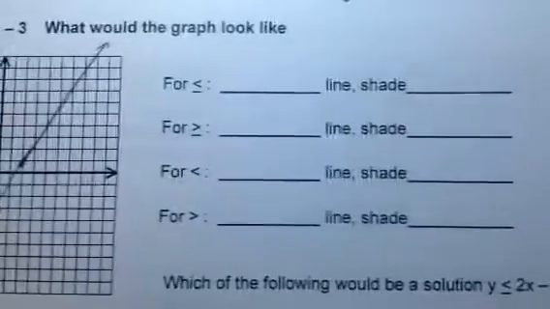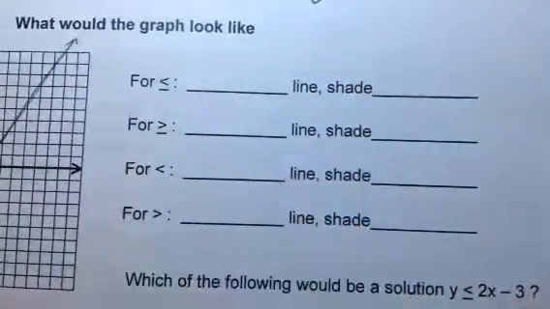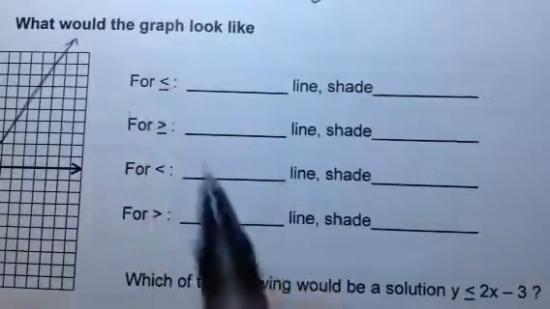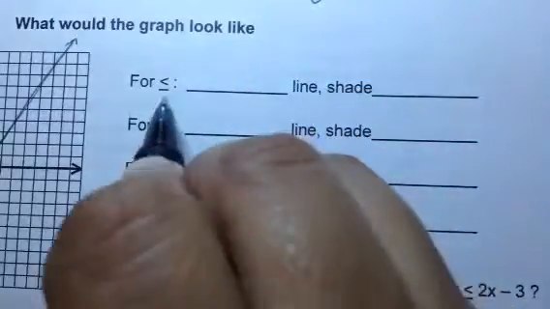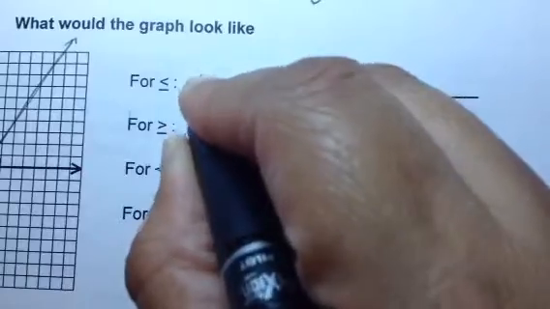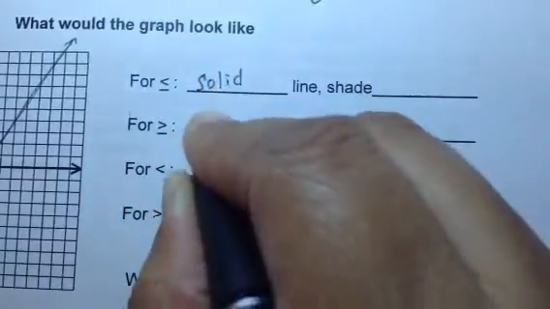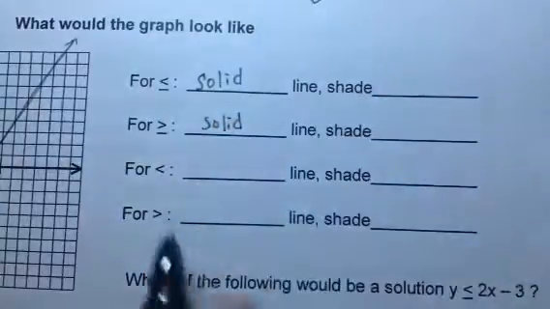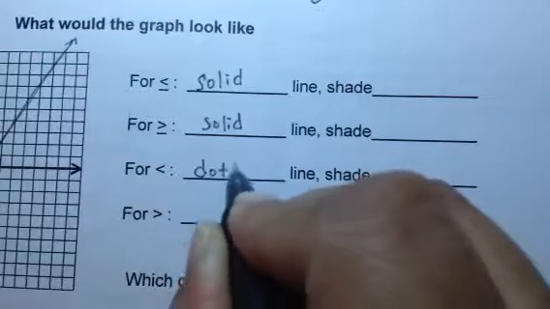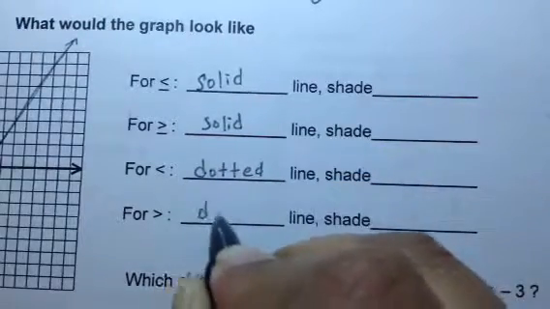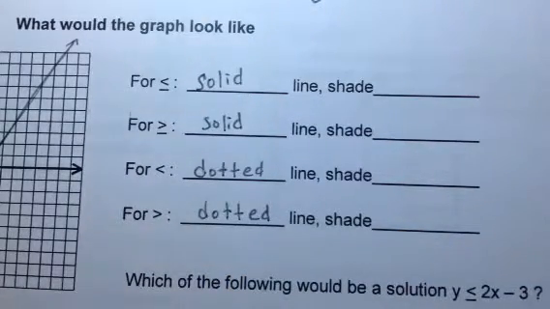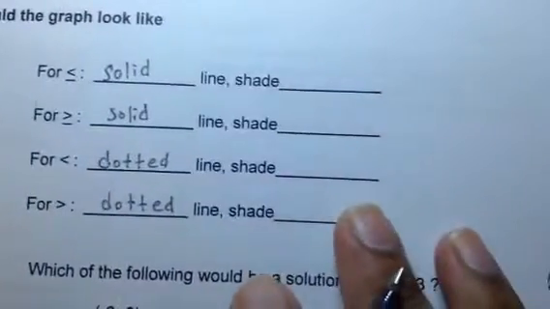Okay, so here's what you need to know about these particular inequalities. So this is less than or equal to, and what you need to know is if they have a line underneath, they need a solid line, and if they don't have a line underneath, they need a dotted or dashed line. So either one of those will work. For some reason I always write dotted, but I dash them. I'm not entirely sure why.